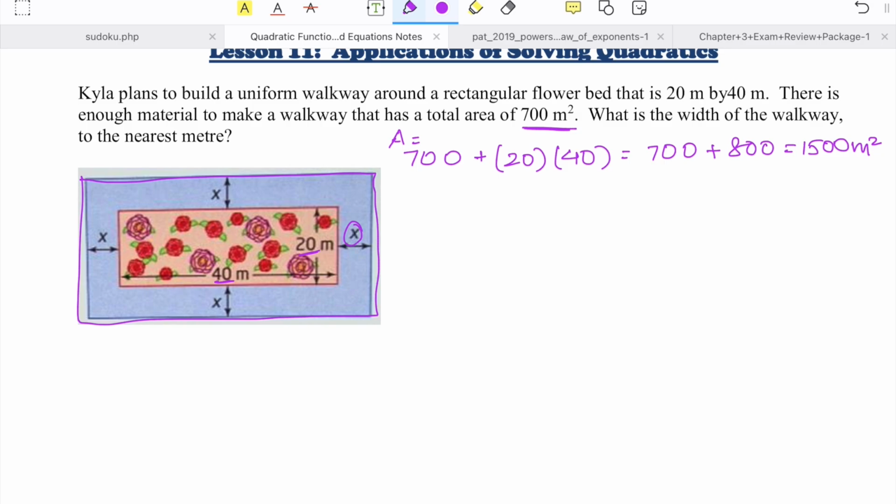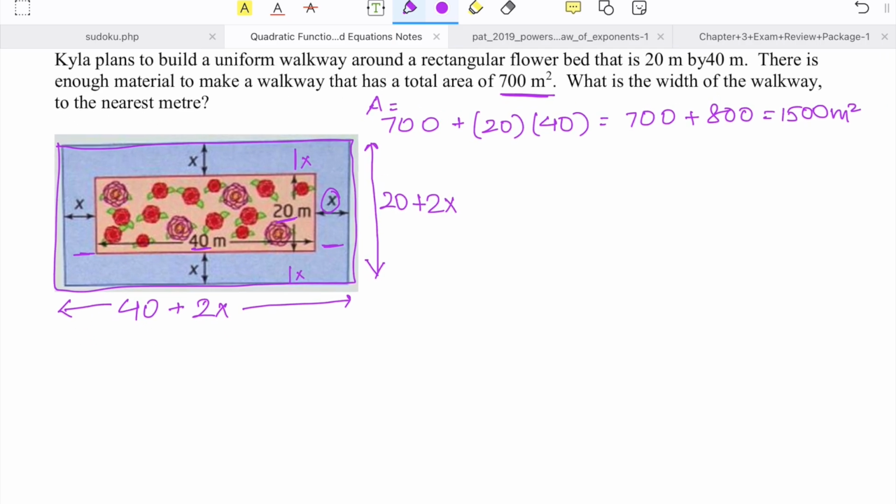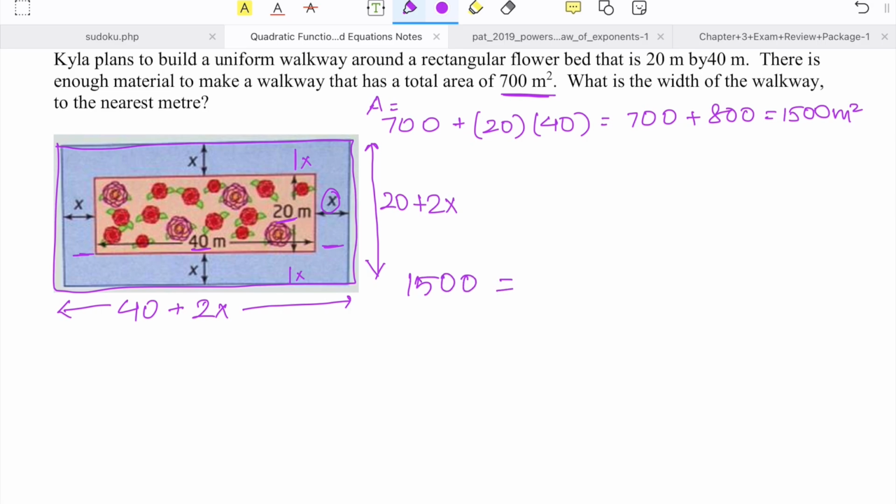Now we need to find the value of x though. So this is a rectangle. The length of the rectangle is 40 plus x plus x. So it's going to be 40 plus 2x, right? And then the width is going to be 20 plus x plus x, so 20 plus 2x, right? So we know our length and width, and we can use that to figure out the total area. 1500 is the total area. Length times width is 20 plus 2x times 40 plus 2x.